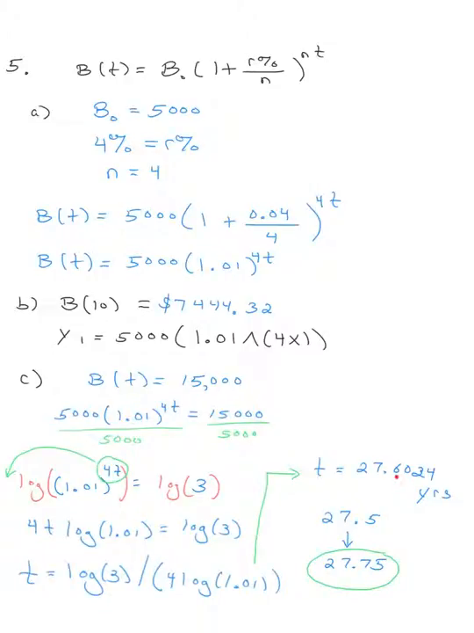The reason for that is we're going quarterly. So you could only use decimals that are either 0, 0.25, 0.5, or 0.75. And since the answer was between these two, it would have to be this one for the first time that the account triples in value.